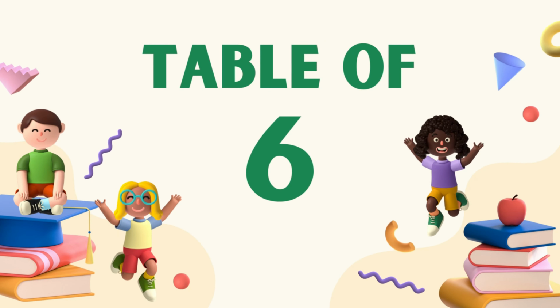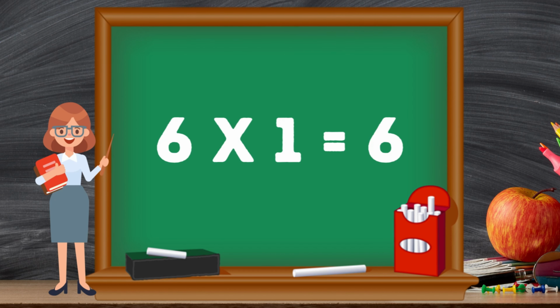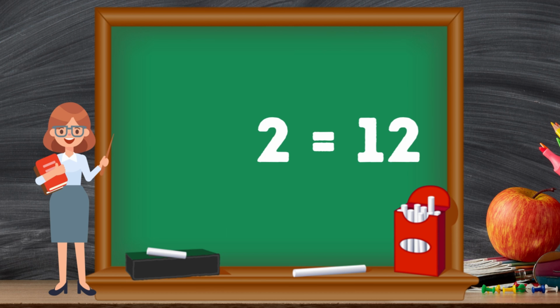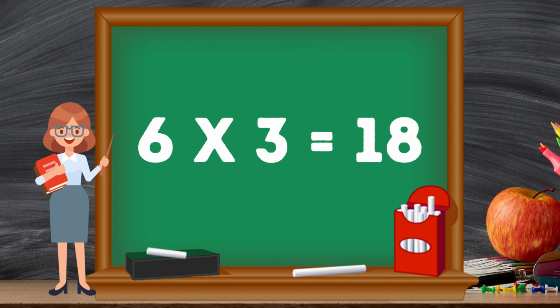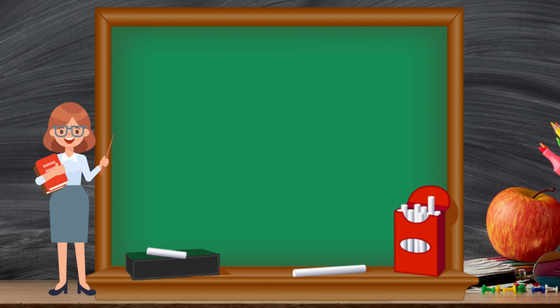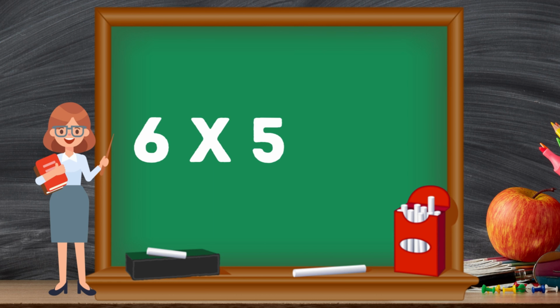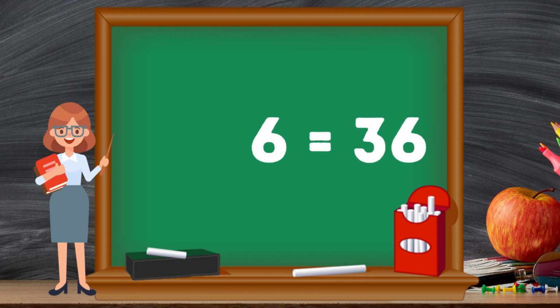Let's revise. Six ones are 6. Six twos are 12. Six threes are 18. Six fours are 24. Six fives are 30. Six sixes are 36.